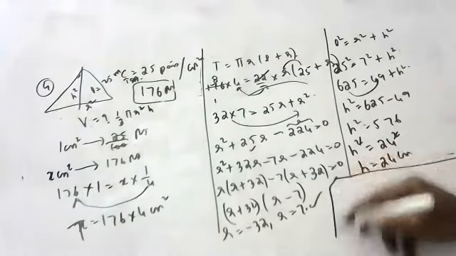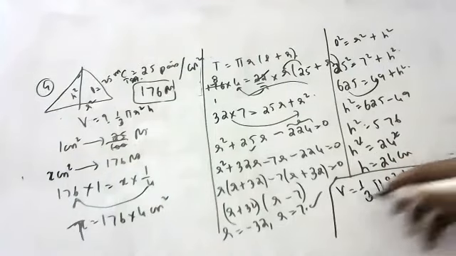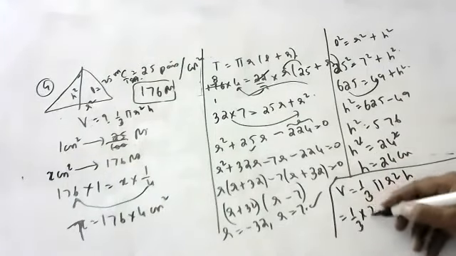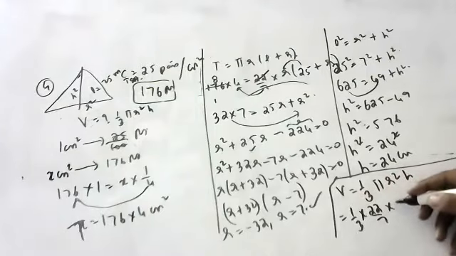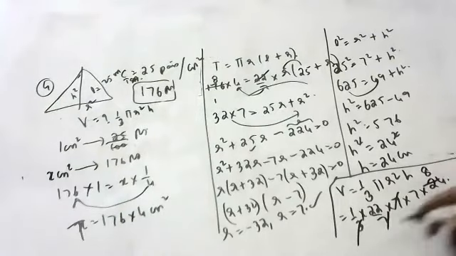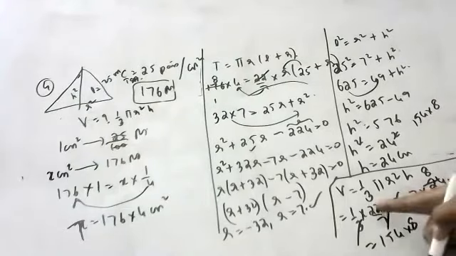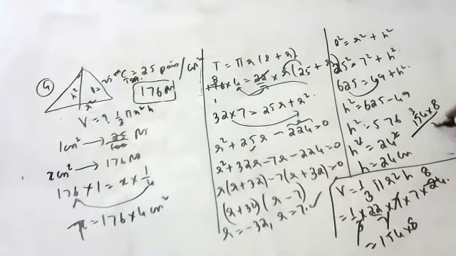Like that, now tell the volume also. Volume is 1 by 3 pi r square h. 1 by 3 into 22 by 7 into 7 into 7 into 24. So 3 8s are 24, so 154 into 8. 154 into 8 is 1232 centimeter cube. CC, children. So like this we have to do.